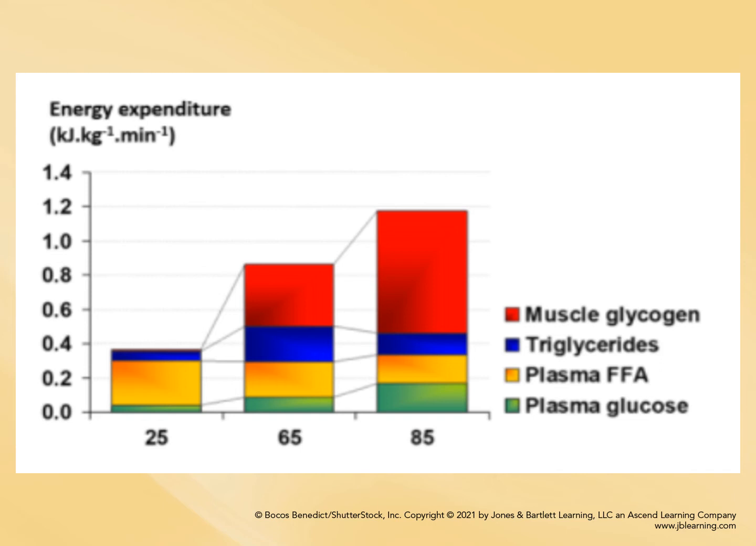Now, when exercise begins, the increase in calcium and epinephrine trigger these enzymes to activate carbohydrate metabolism, but also to activate beta oxidation or fat metabolism.